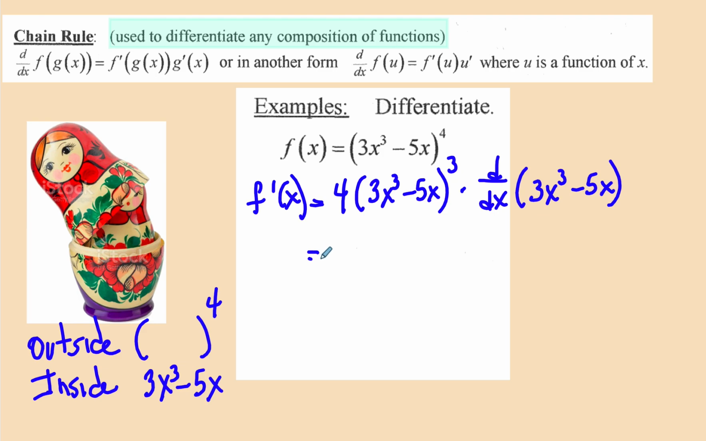Okay, and I've got to go to the next step. So I rewrite this part right here, which is part of the answer. And now I want to take the derivative of the inside function, which is 9x squared minus 5. And we're done. We have found the derivative.